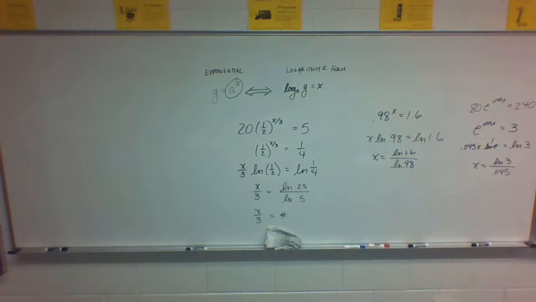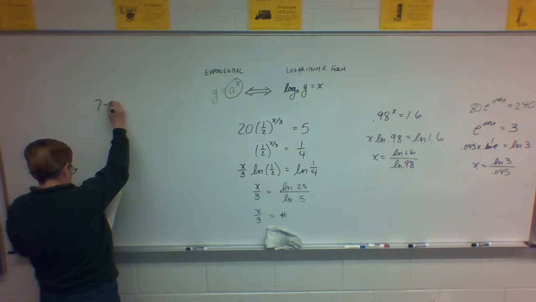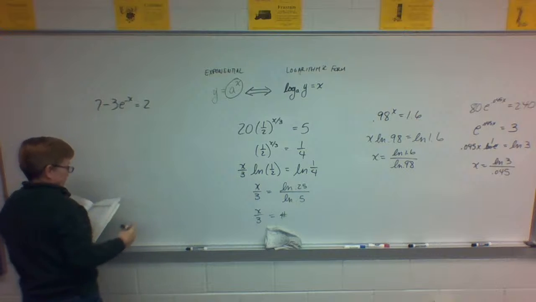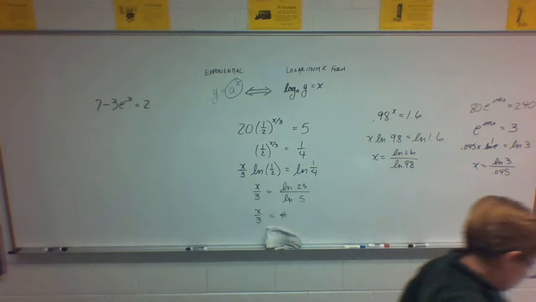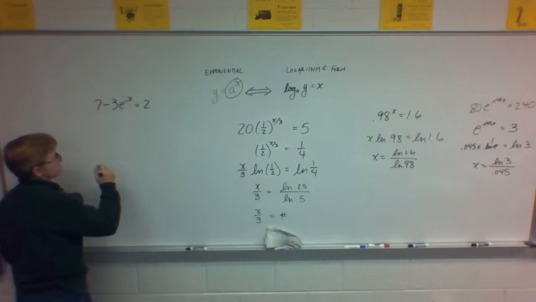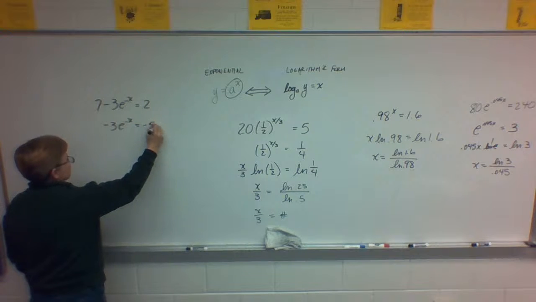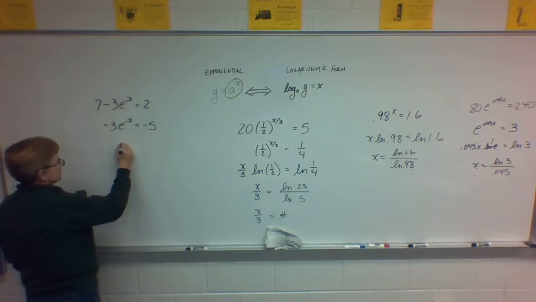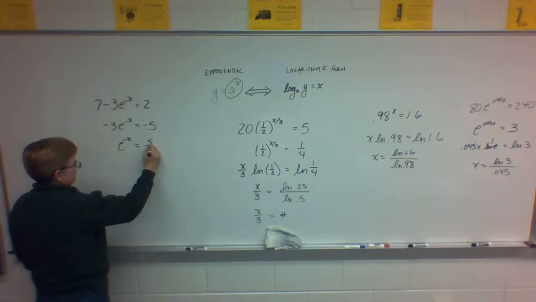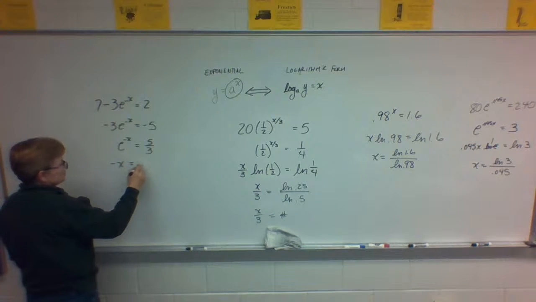16 says 7 minus 3e to the negative x equals 2. What are we going to change this to? Change it to a logarithm, but not yet. What do we got to do? Subtract 7 first. We got to divide by 3 next, good, or negative 3. Then the natural log of, which would give me negative x on this side, equals the natural log of 5/3.